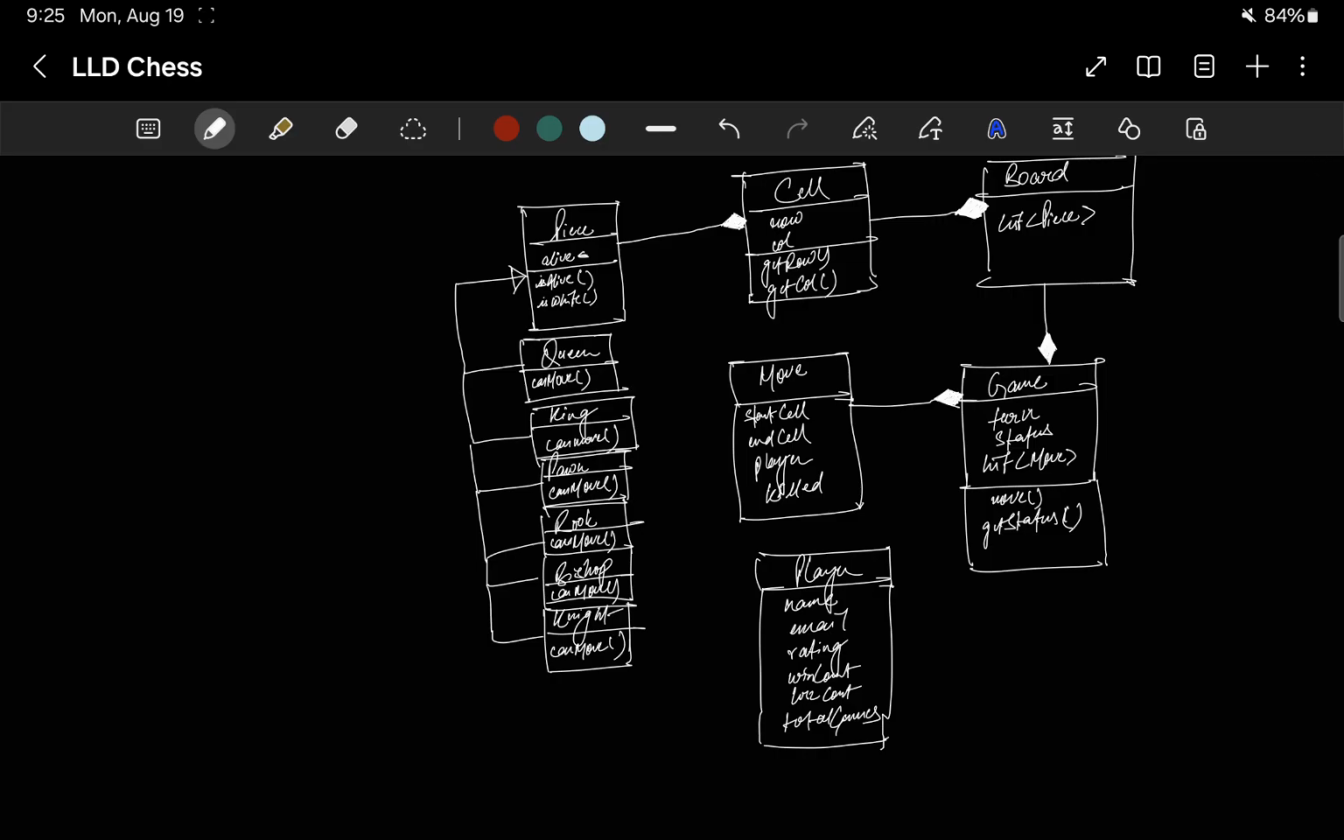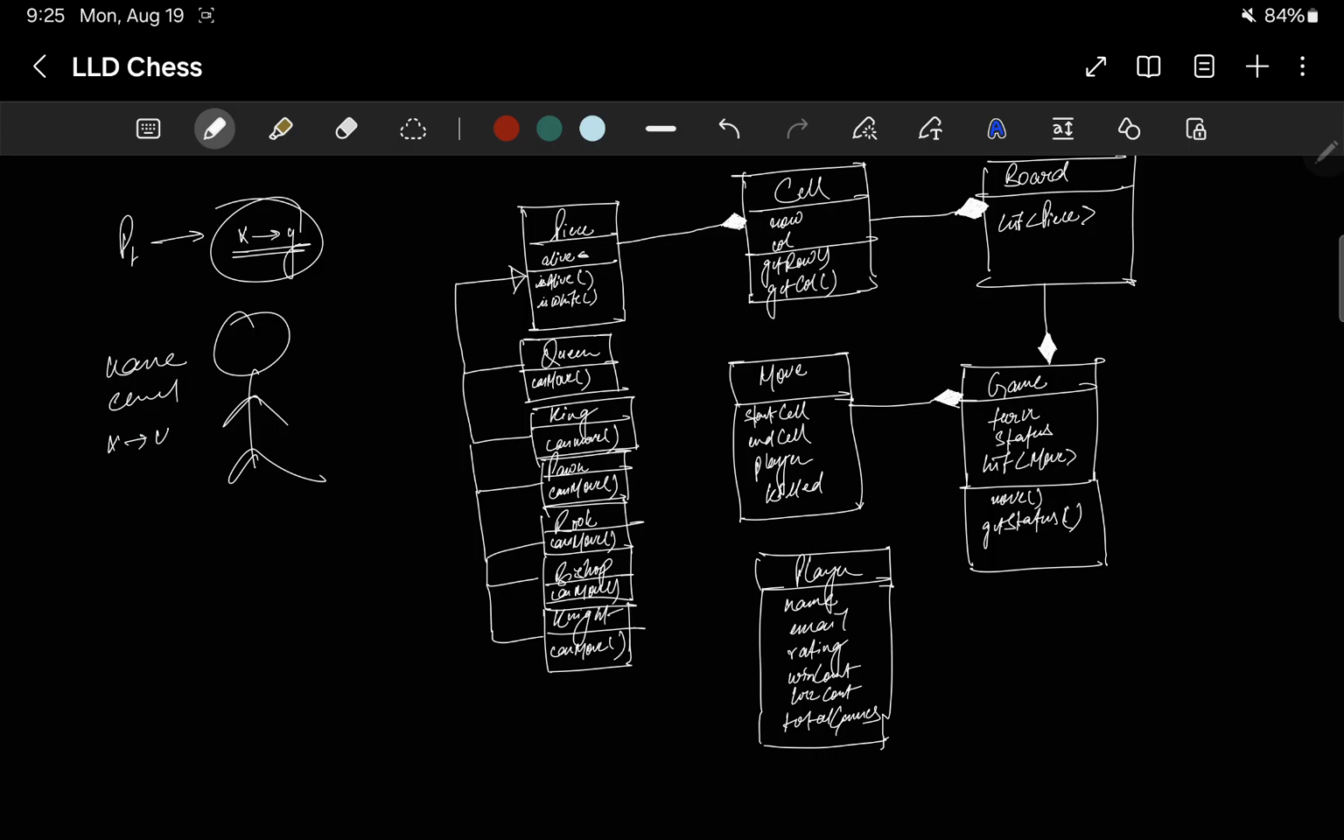Yes. The player, if you see, the player will make the move, right? But let's say player P1 played something from cell X to cell Y, right? So what happened here? Does this need to be there inside the player, that when we show the player, the name of the player is this, the email address is this, this person once played a move from X to Y? Do we need this information? No, right? We do not need this.